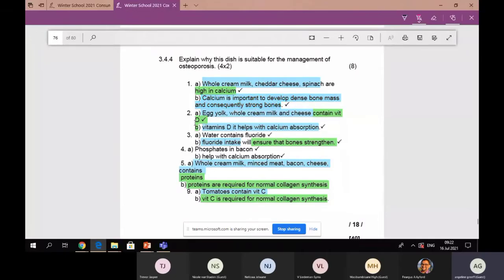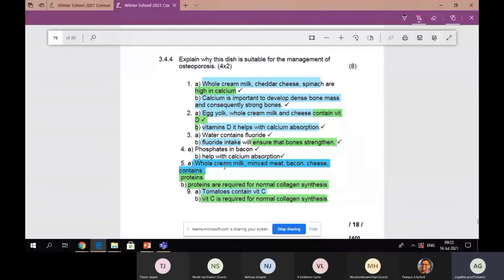Then we see there's egg yolk, there's whole cream milk, there's cheese. They contain vitamin D, okay? So what's the importance of vitamin D in the management of osteoporosis? It helps with calcium absorption into the bone. So we're going to say it, right? There's water that contains fluoride. The fluoride intake will ensure that the bones are strengthened as well, okay? And then you will see the phosphates they're referring to also help with calcium absorption. But here, the whole cream milk, minced meat, bacon, cheese, they all contain proteins.